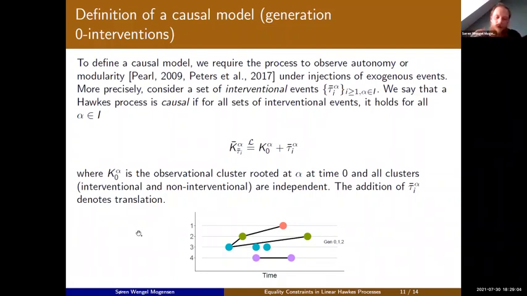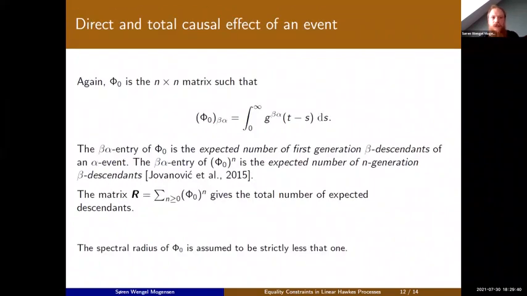And if I want to define then a causal model, I can assume, for instance, that if I were to inject an exogenous event, so I make an intervention now, I force, for instance, a blue event, then the cluster that propagates through the process should have the same distribution as the endogenous, non-interventional events. And this is essentially one definition of a causal Hawkes process. And if we agree that this is a nice way to define a causal Hawkes process, then things like direct causal effects and total causal effects are very simple and very natural.